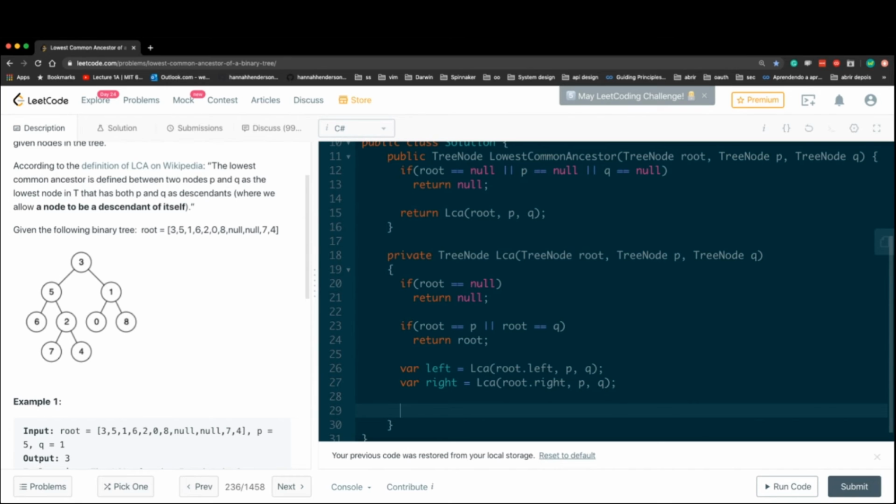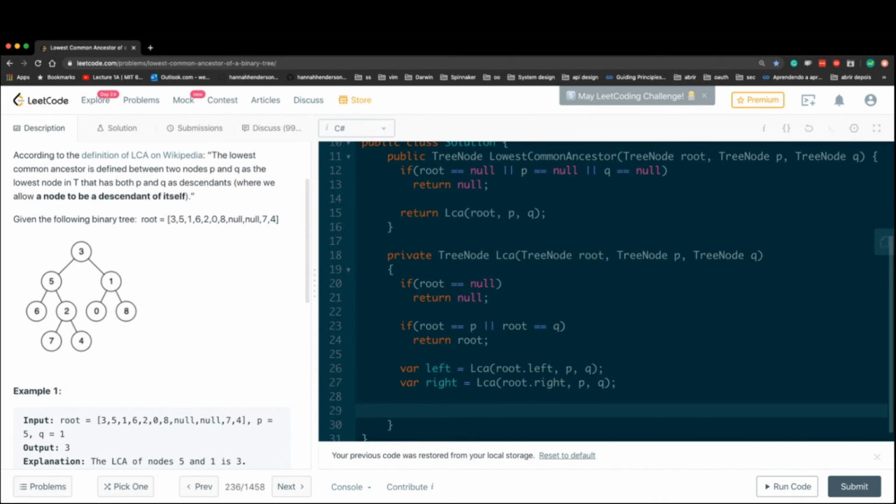So how can we check this? Because we need to check both left and right to see if both of them returned something that is not null, or even if it is null, we need to be able to handle this. So let's think. Okay, let's see the example where P is 5 and Q is 1. So the left side will return 5, the 5 node. The right side will return the 1 here.